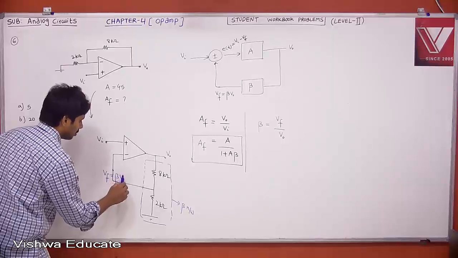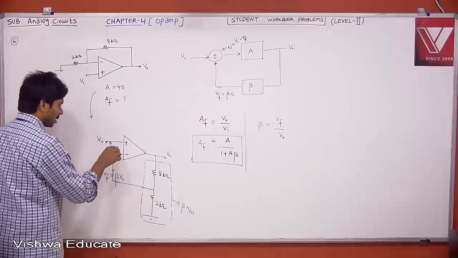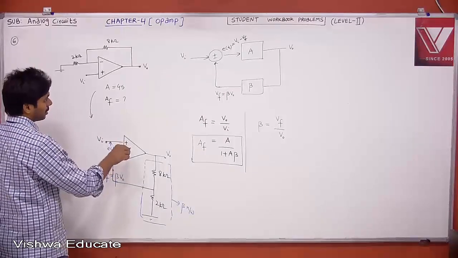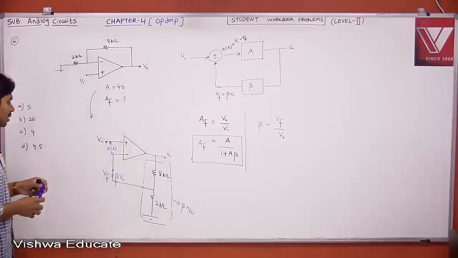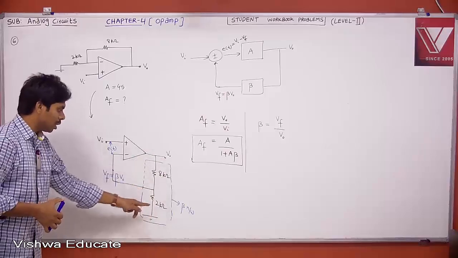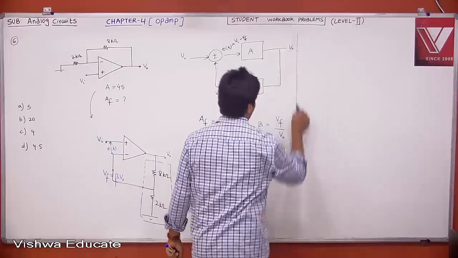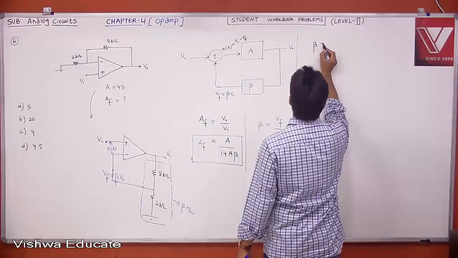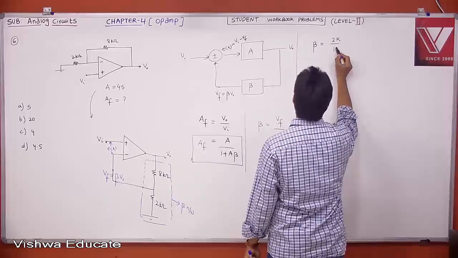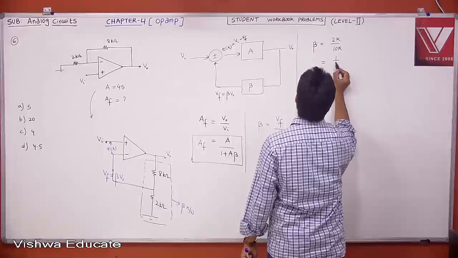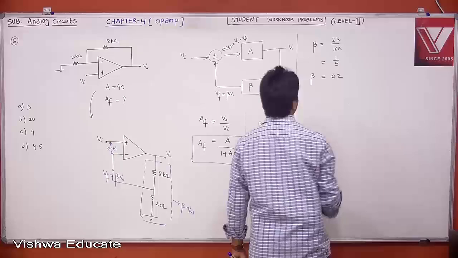Therefore, what is Vf? Vf is equal to beta into V0, and this is nothing but your error voltage E of t. Because plus minus, that is nothing but differential voltage. Therefore, what is your gain? A into Vi minus Vf, that is what is amplified, and then that is what you are getting V0. Therefore, what is your beta here? Beta is nothing but 2K divided by 2K plus 8K, 10K. Therefore beta is 1 by 5, which is nothing but 0.2. This is your beta.